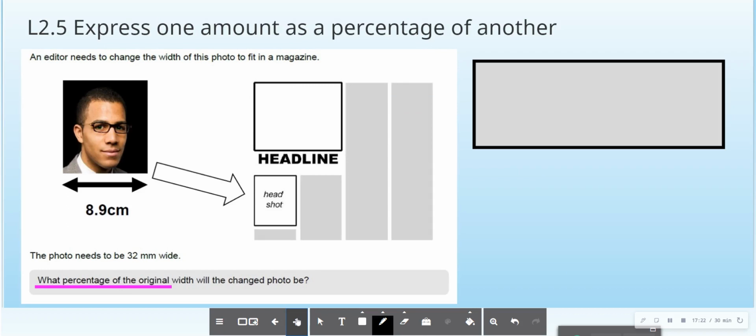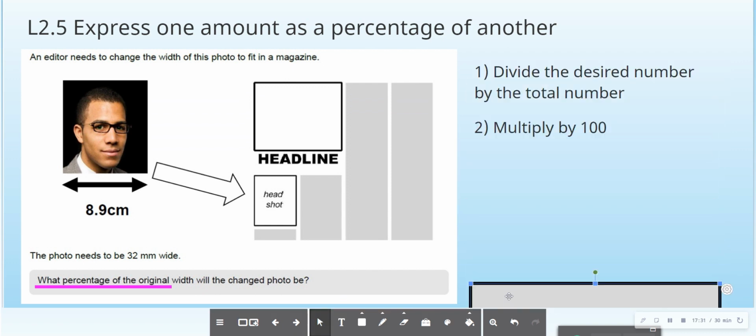Okay, express one amount as a percentage of another. So you've got your percentage sheet that's got all your percentage stuff. So make sure you look at that before you go to the exam. Make sure you look at your percentage sheet. Got the work through here. So divide the desired number by the total number and then multiply by 100.